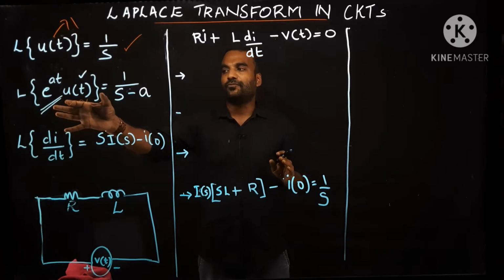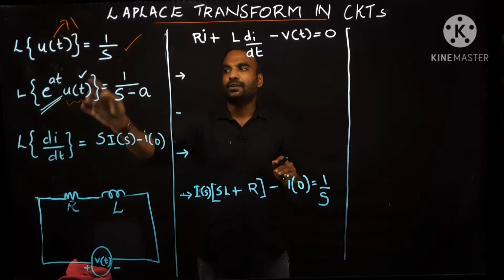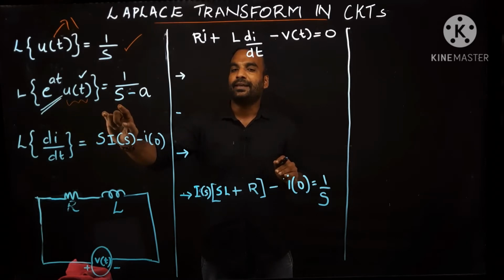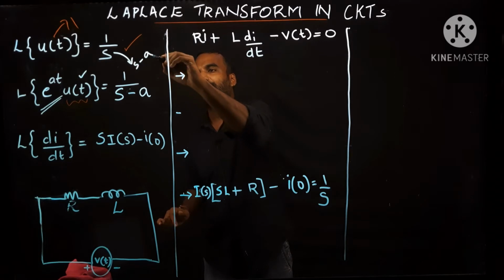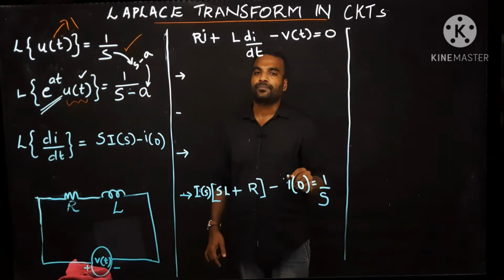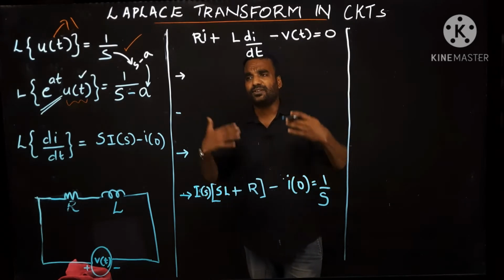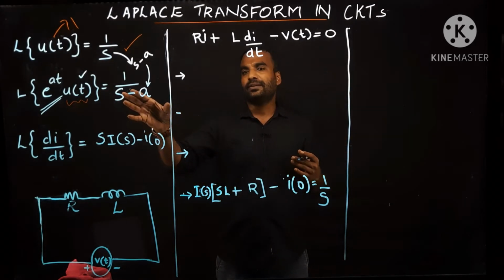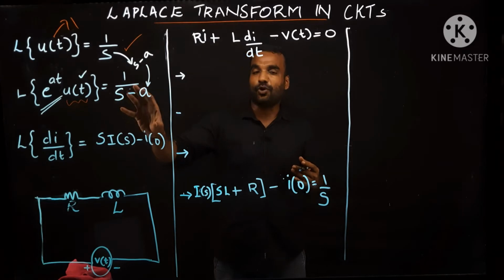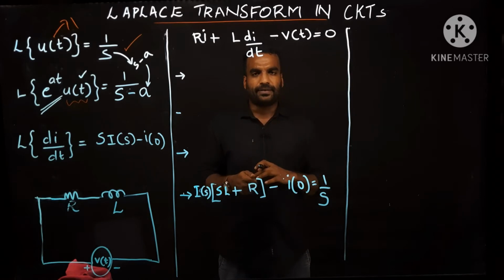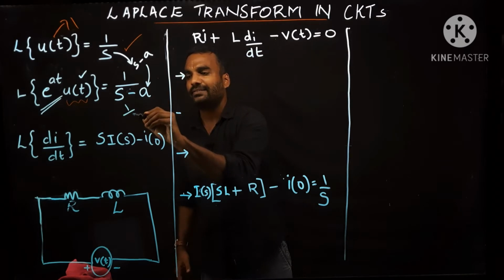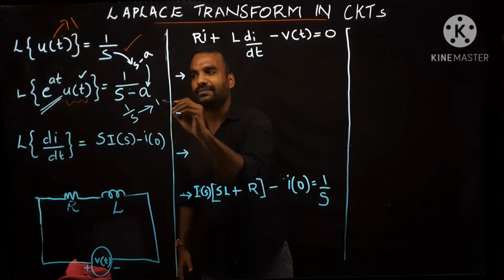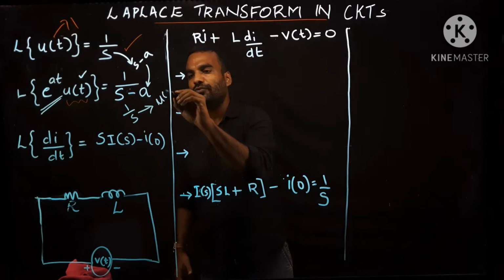Then also the result is okay. By applying the shifting theorem for u of t: u of t is 1 by s, so e raised to at u of t is 1 by s minus a. What you have to do is replace this s with s minus a. In the reverse sense, if you have the s domain answer 1 by s minus a, and you know that the Laplace inverse of 1 by s is 1 or u of t.